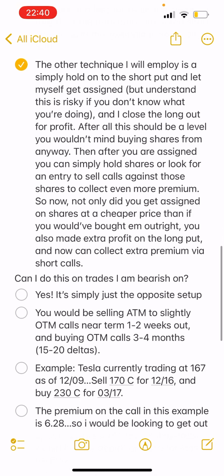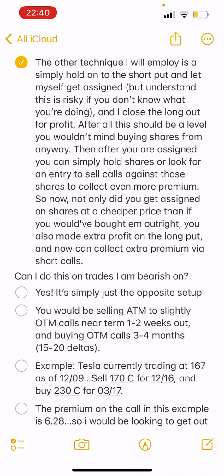Now, the next bullet point is the other technique I employ: you simply hold on to the short put and then you let yourself get assigned, okay? Obviously, this is risky, and if you don't know what you're doing, not something that you should be trying for the first time, right? And then you can close the long put out for a profit, okay? And obviously this should be a level you wouldn't mind buying shares from anyway, right? So, something to keep in mind also when you're looking to enter this trade, okay?